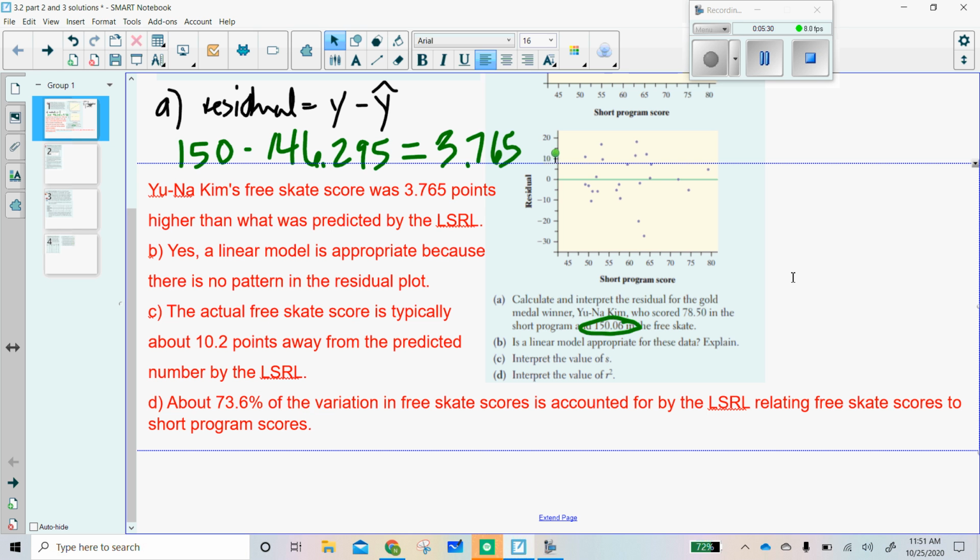It's not 73.6% accurate. It's not 73.6% correct. It is that 73.6% of the variation is accounted for by the least squares regression line, which we know based on that activity we did before. That means that the least squares regression line is going to make predictions 73.6% better than just using the average Y for your prediction.